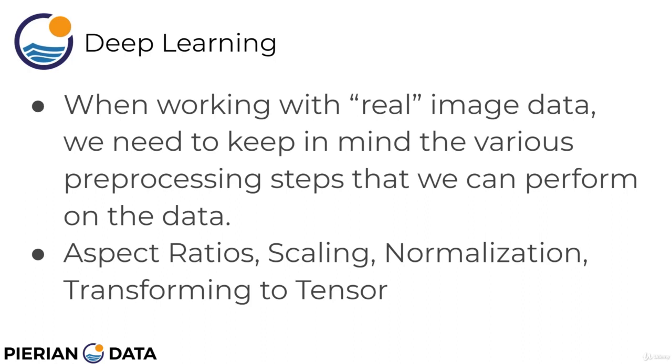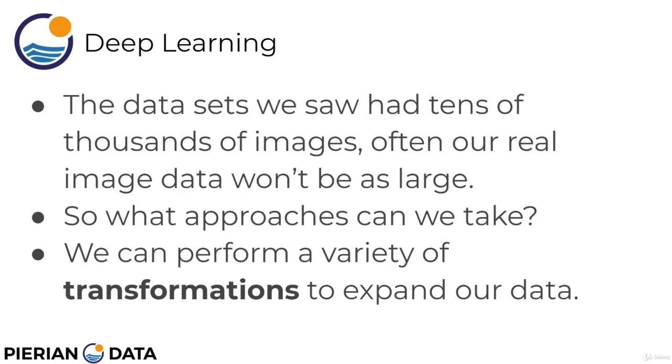When we end up working with quote-unquote real image data, we need to keep in mind the various pre-processing steps that we can perform on the data. These are steps that deal with things like aspect ratios, scaling, normalization of the image, and then transforming the image to a tensor. We should also keep in mind that the datasets we saw with MNIST and CIFAR contain tens of thousands of images, and often our real image datasets won't be nearly as large. However, we already know that we need tens of thousands of images to get robust networks.